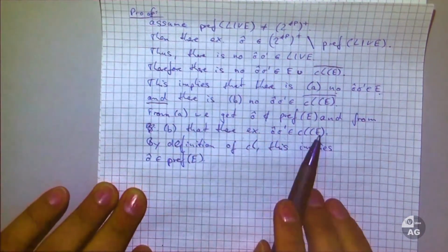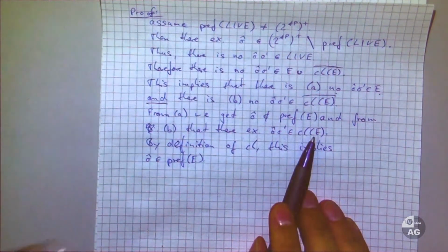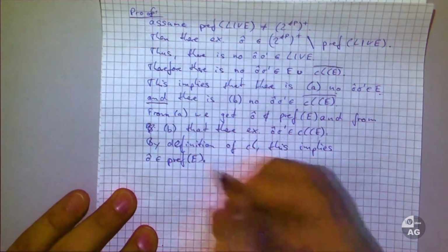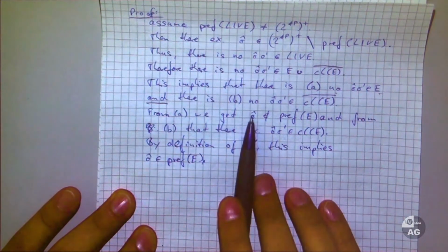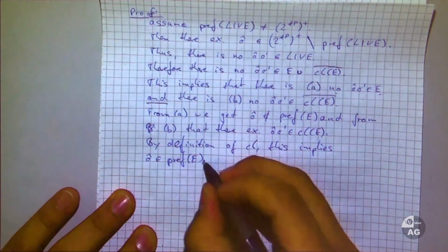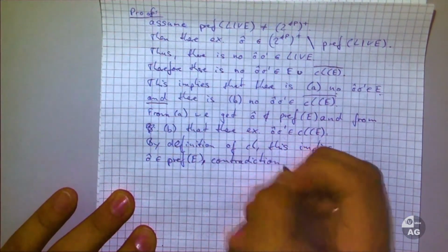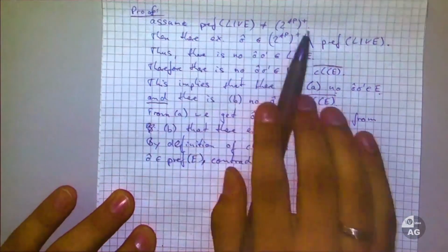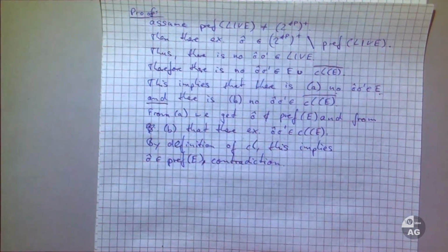Because the closure consists of exactly those words such that all of their prefixes are contained in the prefixes of the property. And we derived that sigma hat is not a prefix of E, and we derived that sigma hat is a prefix of E. So we have a contradiction, which means that our assumption cannot have been correct. And we know that the prefixes of our liveness property are all finite words.